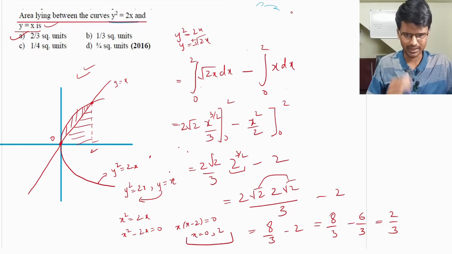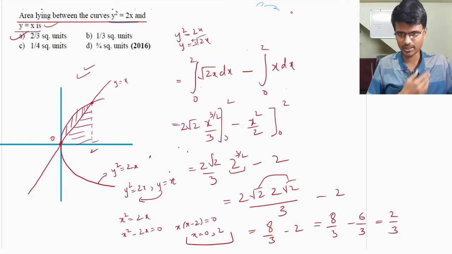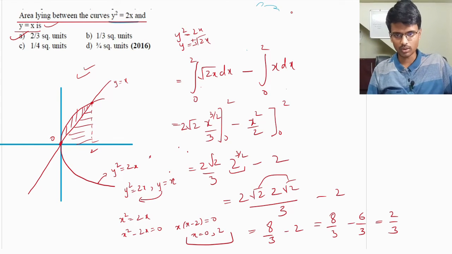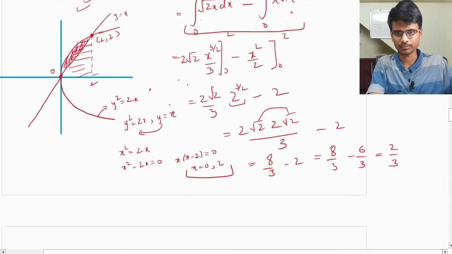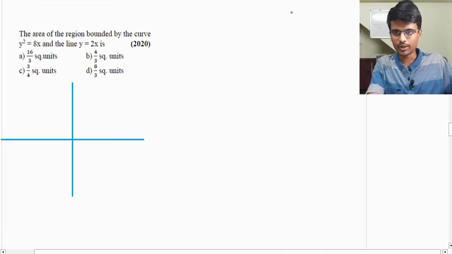Let me just summarize what we did. We found the point of intersection. The point of intersection was 2 comma 2, and then the shaded region was this, the bounded curve. First I have to take the parabola minus the y equal to x graph, then we got our resultant area. So a similar procedure we are following. Moving to the next question.